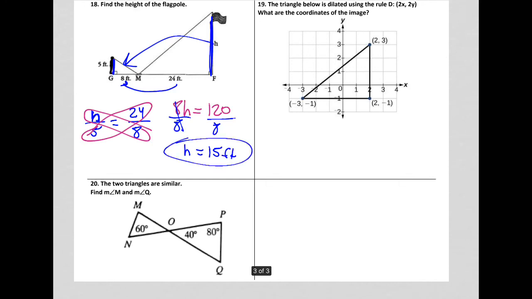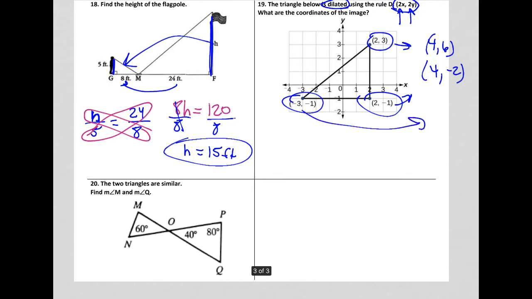All right, number 19, we are dilating using this rule. Notice if a number is directly next to a variable, that means multiply. Anytime we dilate, we multiply. So we're going to multiply the x and y variables, our coordinates, by 2. So if we multiply this coordinate by 2, that's going to become 4, 6. If we multiply that coordinate by 2, it's going to become 4, negative 2. And lastly, if we multiply that by 2, it is going to become negative 6, negative 2.